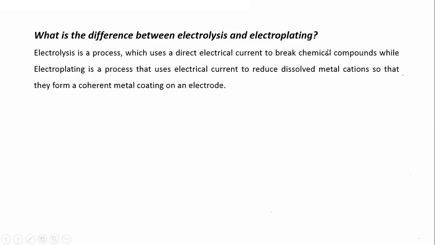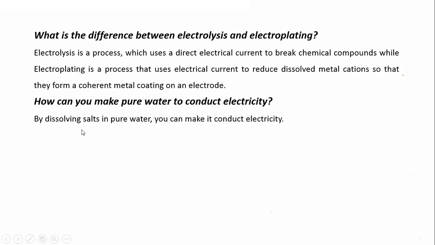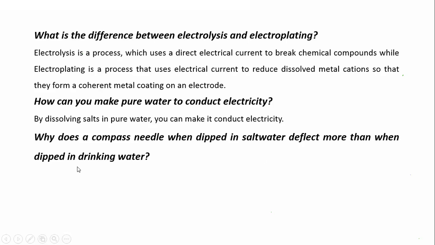We have already discussed that electrolysis is a process which uses a direct electrical current to break chemical compounds, while electroplating is a process that uses electrical current to reduce dissolved metal cations so that they form a coherent metal coating on the electrode. They go and deposit on the electrodes. That is electroplating. How can you make pure water conduct electricity? By dissolving salts in pure water, you can enhance its conductivity.